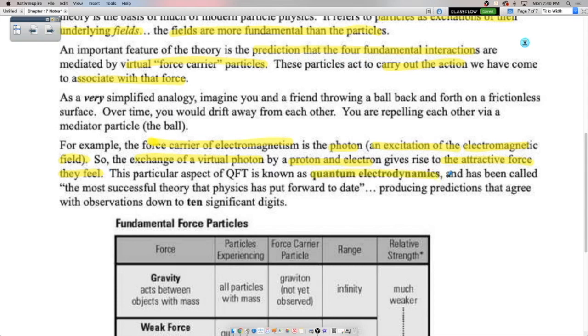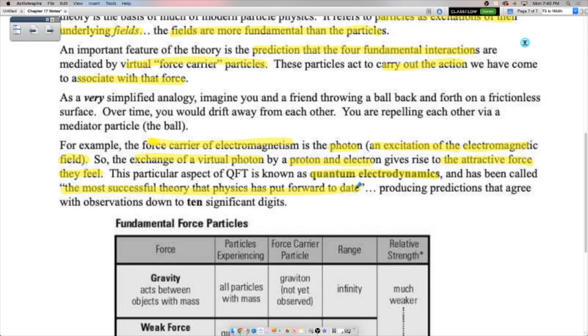And this has been called by many physicists the most successful theory that physics has put forward to date. Take a second and chew on that, okay? The most successful theory put forward to date by anything in physics. Everything you have ever learned. Quantum electrodynamics is widely considered the best we've done so far, okay? It has produced predictions that agree with observations down to 10 significant digits. That's pretty unheard of. It's an incredibly accurate theory.